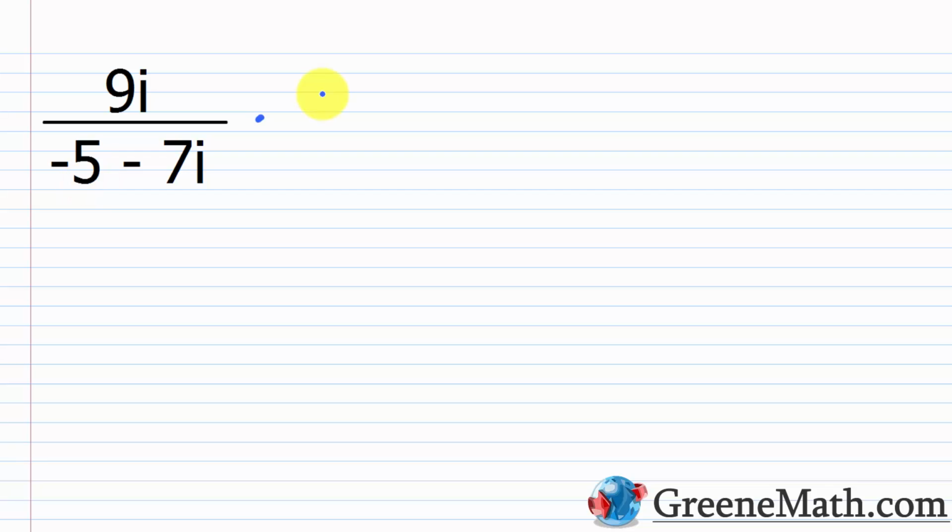So I'm going to take this guy right here, the negative 5, and this guy right here, the 7i, and I'm just going to flip the sign. So it's negative, it's going to become a positive, right? If it's subtraction, it becomes addition. If it's addition, it becomes subtraction. Okay, that's all you're doing. So over here, I have the same thing, negative 5 plus 7i.